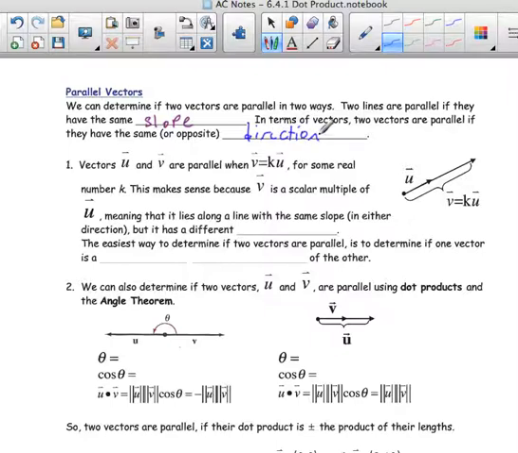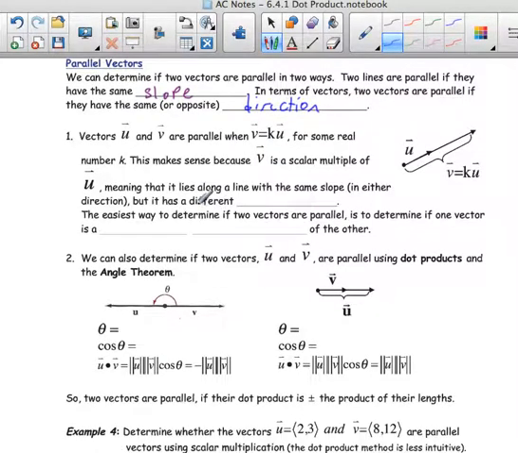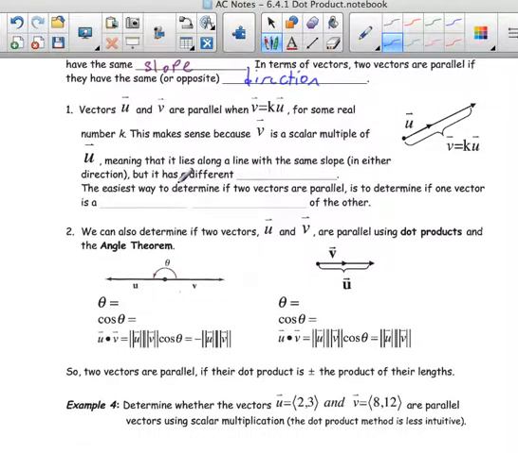Okay, so using this idea, we can say that vectors u and v are parallel when v equals ku. That means v is a scalar multiple of u for some real number k. This makes sense because v is a scalar multiple of u, meaning that it lies along a line with the same slope in either direction, but it has a different magnitude.